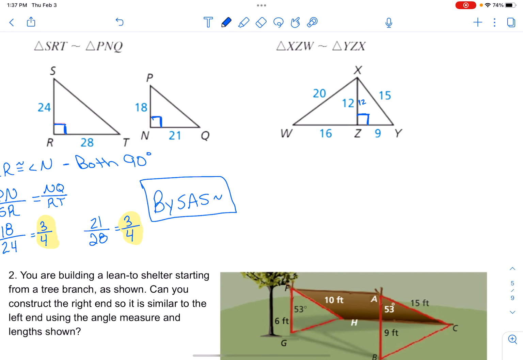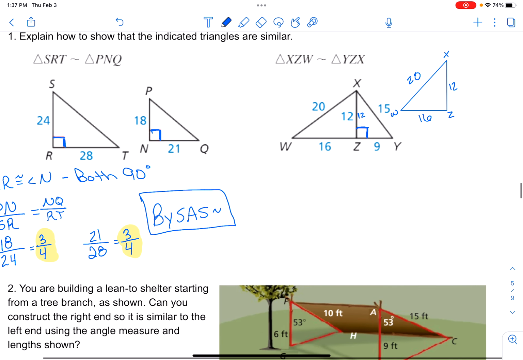But XZ on both sides has to be 12. So remember, these are like two separate triangles. So we have this one, WXZ. This side's 20, this side is 12, and this side is 16. And then we have this other triangle of XZY, where this side is 12, this side is 15, and this side is 9.